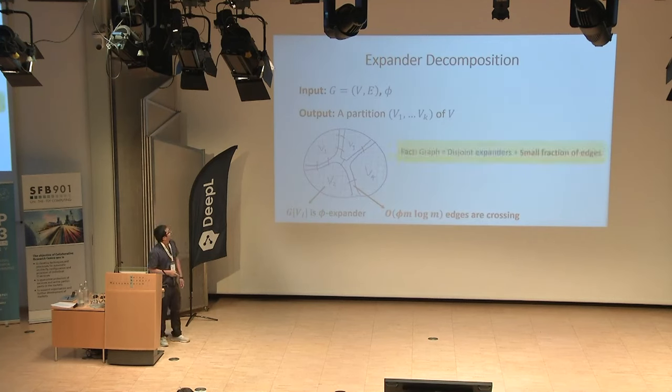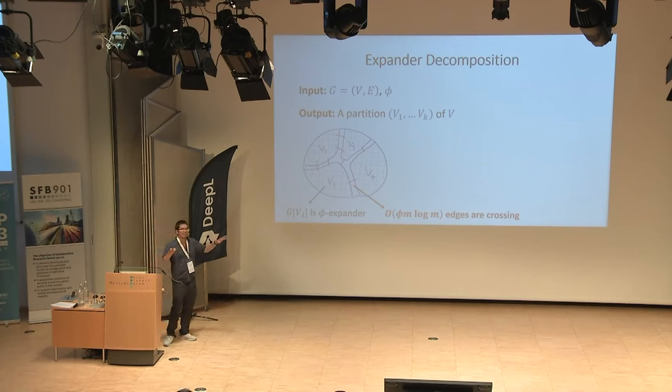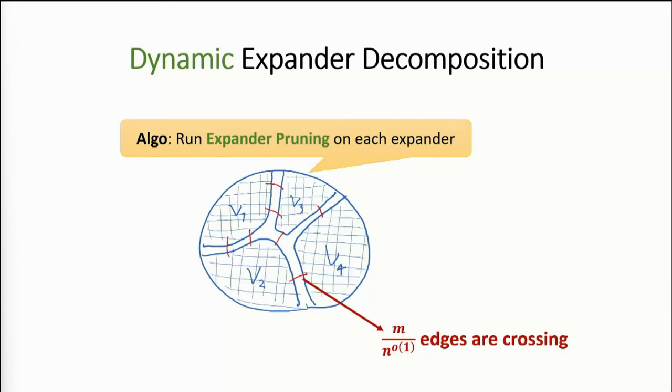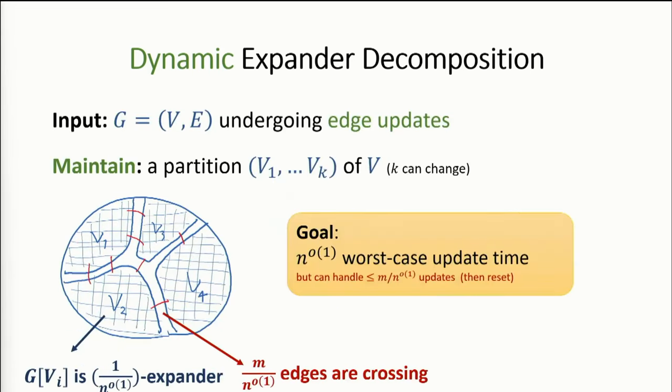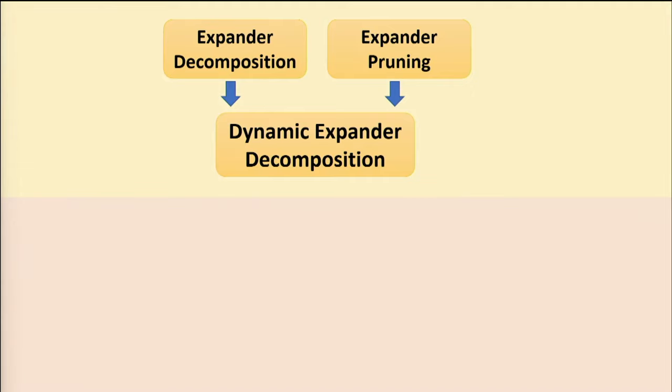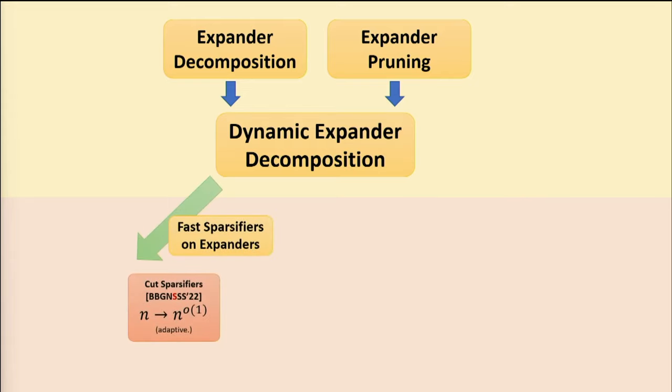There is something called expander decomposition, where given a graph, you decompose the graph into expanders by deleting a small fraction of edges. This is super useful and you want to maintain it under updates. To maintain it, you start with an expander decomposition and run expander pruning on top of each expander. Given the graph and then the updates, you can maintain this. By combining expander decomposition and expander pruning, you get the dynamic version of expander decomposition, which gives a bunch of applications.